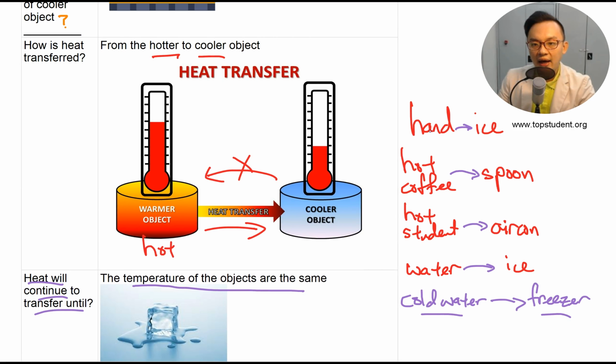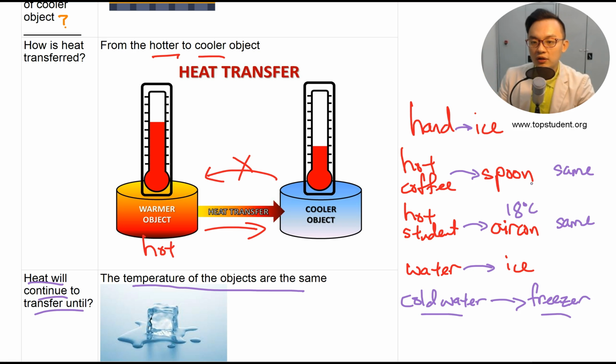The hand will transfer heat to the ice until the temperature is the same. The hot coffee will transfer heat to the spoon until the temperature becomes the same. Alright, which means they are both quite hot. The hot student will transfer heat to the aircon room until the temperature becomes the same. So if the aircon is 18 degrees Celsius and the hot student is wearing a singlet or a shirt that has a lot of perspiration on it, then he or she will feel cold very soon.